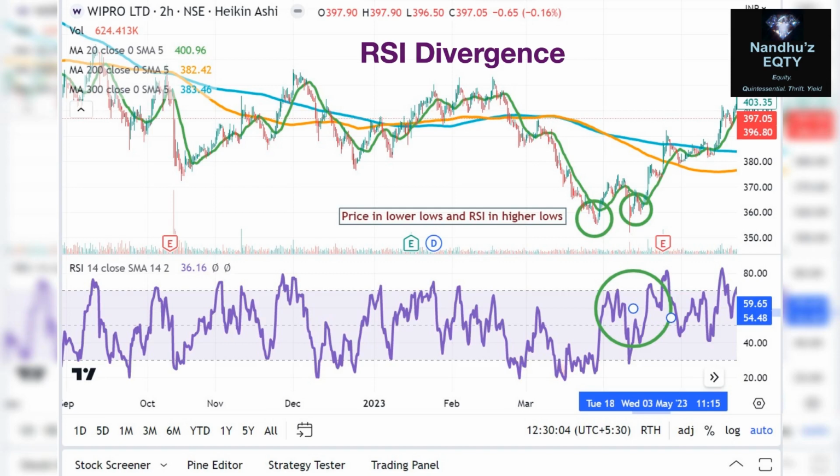RSI divergence is nothing but when the price is making lower lows and the RSI makes higher lows. I have marked with green circles two places for the Wipro share where it has gone down, and at the same time RSI is indicating higher lows. Those are clear bullish reversal patterns, and we can initiate new positions when we want to invest long term or short term. Accordingly, you have to adjust the time frame, and this can really help us in making entry and exit decisions.